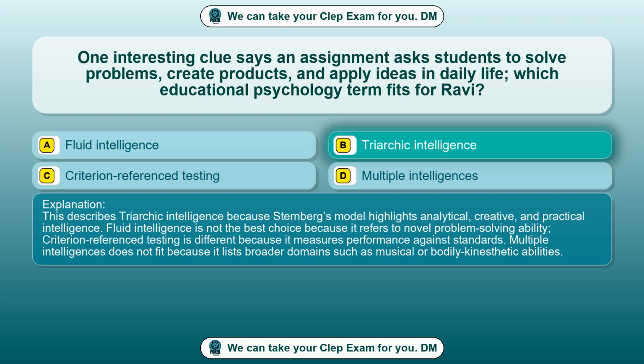This describes triarchic intelligence because Sternberg's model highlights analytical, creative, and practical intelligence. Fluid intelligence is not the best choice because it refers to novel problem-solving ability. Criterion reference testing is different because it measures performance against standards. Multiple intelligences does not fit because it lists broader domains such as musical or bodily kinesthetic abilities.